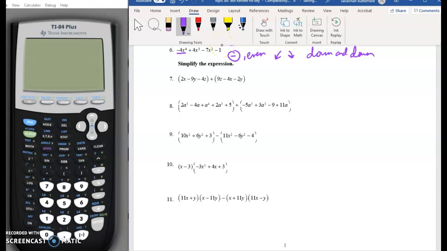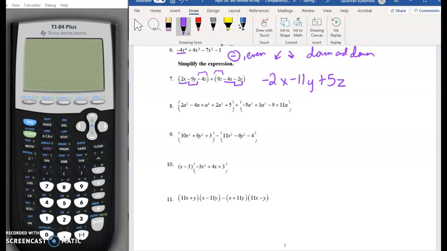So I'm going to start by looking for my x's. I have a 2x here, and I'm combining it with a negative 4x. So 2 plus negative 4 is negative 2x. After x comes y, so we're going to combine negative 9y and negative 2y, and that will be minus 11y. And then I am simply left with a negative 4z and a positive 9z, which combine together to be a positive 5z.